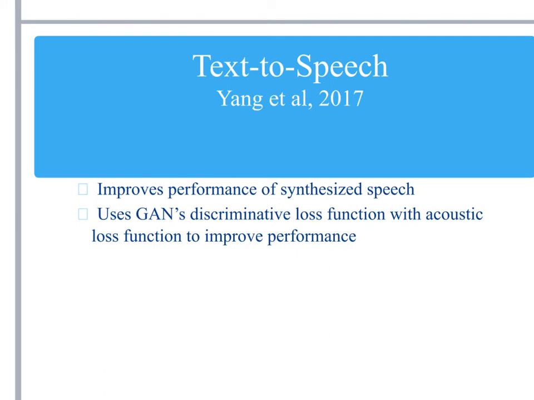Text to speech. Imagine a scenario, a world where all the books, or any material on the internet, could be read, and it could be read in such a way that it sounds as if a natural person is reading it. That would be a wonderful thing. And yes, GAN could be used to synthesize text to speech so that it sounds more natural, as if a real person is reading the text.